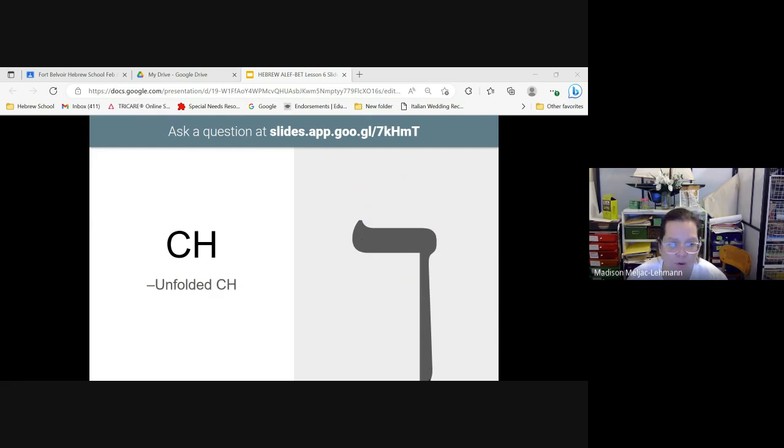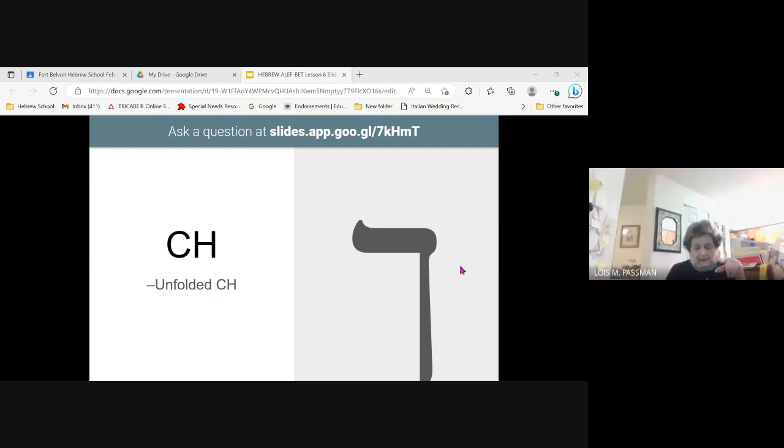Cough is unfolded. Now, I have to tell you, one of the challenges with cough is sometimes it looks like a dalet. So the final cough will always be longer than the dalet. It even has a little mini dent. Dalet usually has a bigger dent right here. So if it looks like a dalet, but it's too long, it's a final cough. Does that help a little?